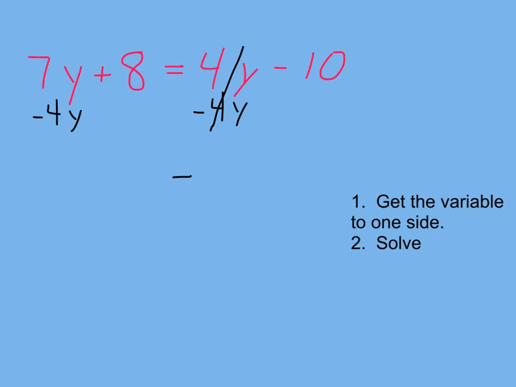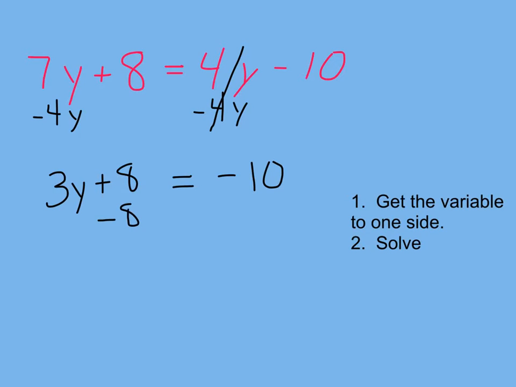Now, on this side, I'm left with negative 10. And on this side now, I have 7y, 7 groups of y, minus 4 groups of y, is 3 groups of y, or 3y, plus 8. Okay? Now I just solve this equation. So my goal is to get this variable by itself. And I remember from solving equations earlier, step 1 is to get rid of anything not attached to the variable. So let's get rid of this plus 8.